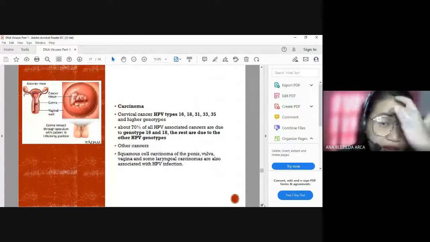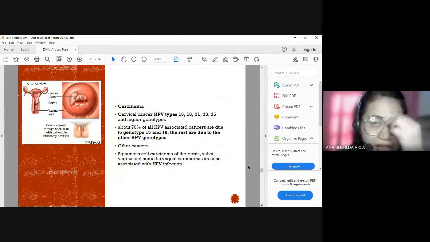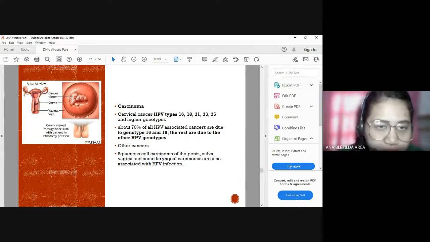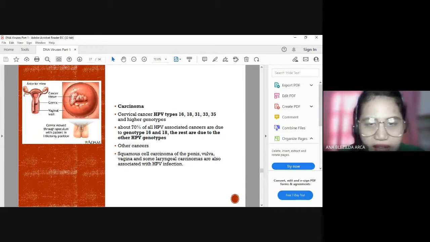Now, for the carcinoma naman, so sabi ko nga kanina, 16 and 18 yung common na genotype that can cause that. However, yung mga higher genotype na 31, 33, 35, pwede rin mag-cause ng cervical cancer. So this is what will happen to your cervix, di ba? Magkakaroon ka ng cancer like this one. Nagiging cancerous siya like this. Okay? So about 70% of all HPV-associated cancers are due to the genotypes 16 and 18. The rest are due to the other HPV genotypes, the 31, 33, and 35.